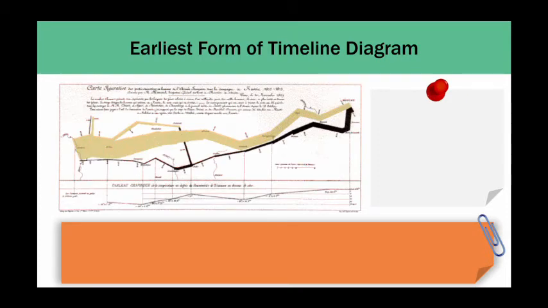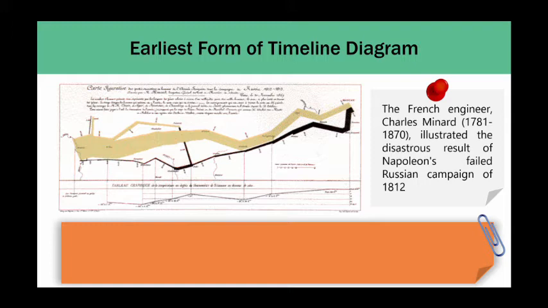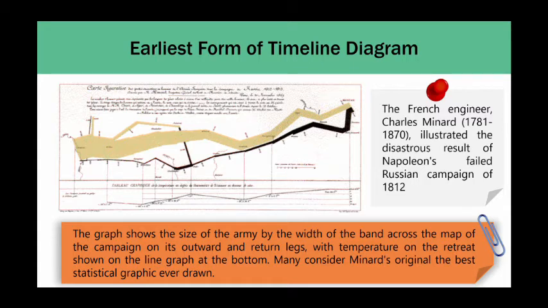Next, another early form of timeline diagram is like this. The French engineer Charles Minard illustrates the disastrous result of Napoleon's failed Russian campaign of 1812. It doesn't really show cascading events, but it shows one event with a number of variables. In this graph, it varies the thickness of the line and what time it occurred.